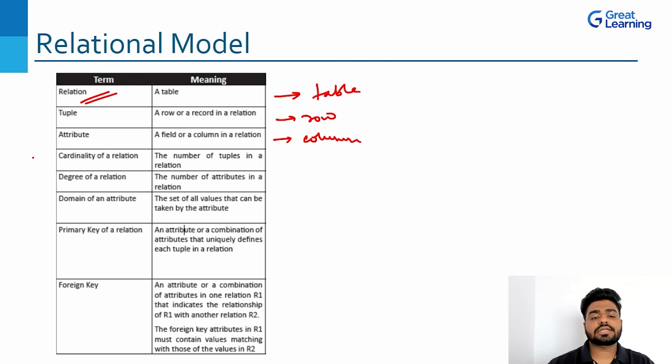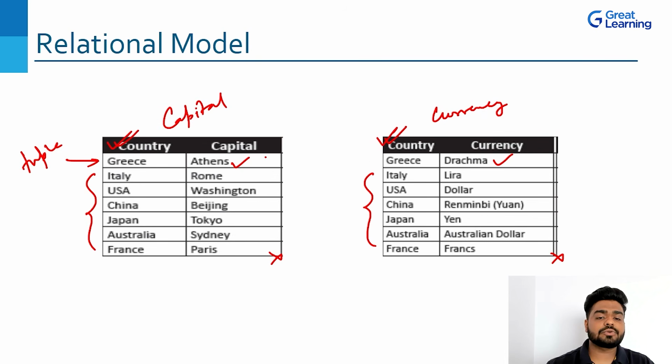Now the next one is cardinality. Cardinality is nothing but the number of tuples in a relation. The amount of tuples or the amount of rows in a relation or a table is called cardinality. So the number of rows in this is 1, 2, 3, 4, 5, 6, 7. So here we have 7 tuples, which is nothing but the cardinality.